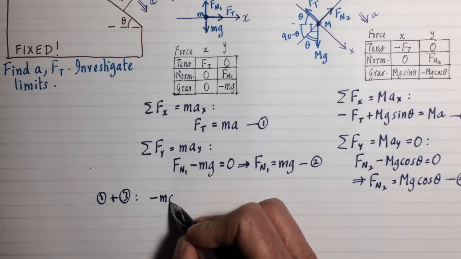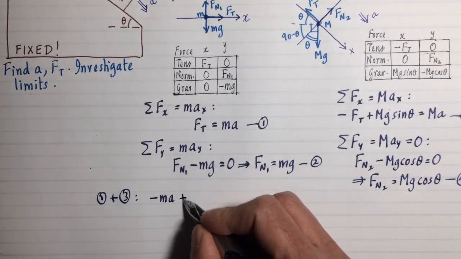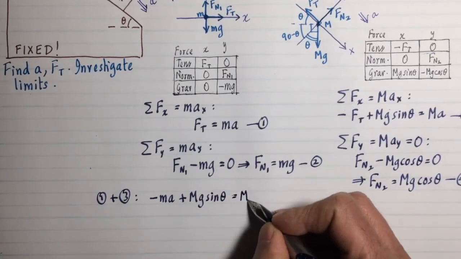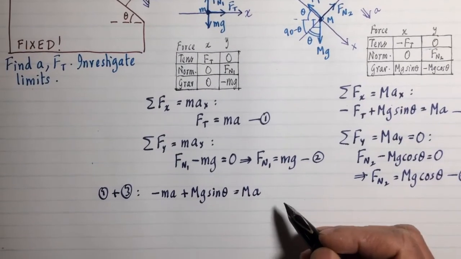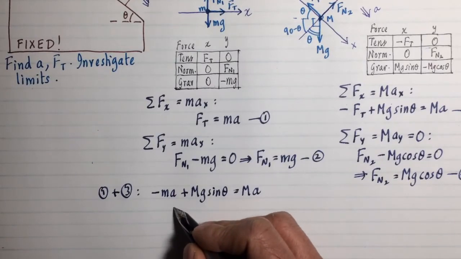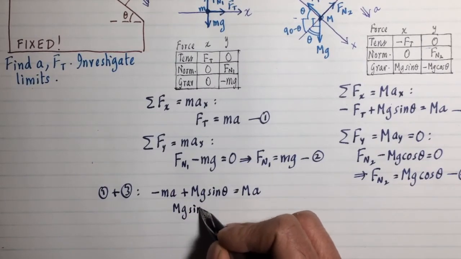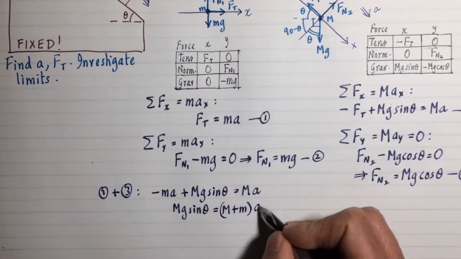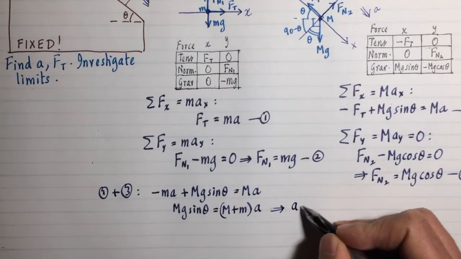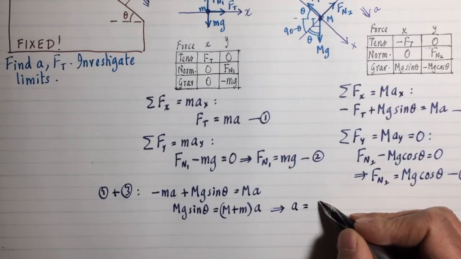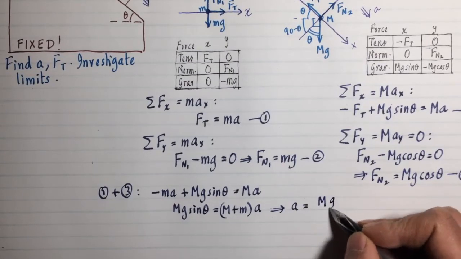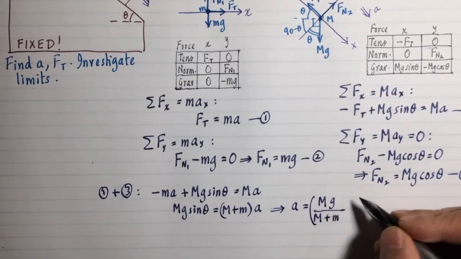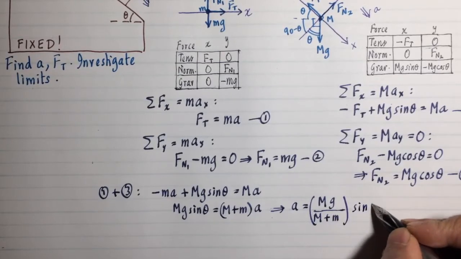Negative little m a, so I've substituted for F sub T, plus M g sine theta is equal to M a. And now I add little m a to both sides. So I get M g sine theta is equal to (M plus m) times a. And now I divide both sides by M plus m. That immediately gives me the acceleration. The acceleration is M g over (M plus m) times sine theta.